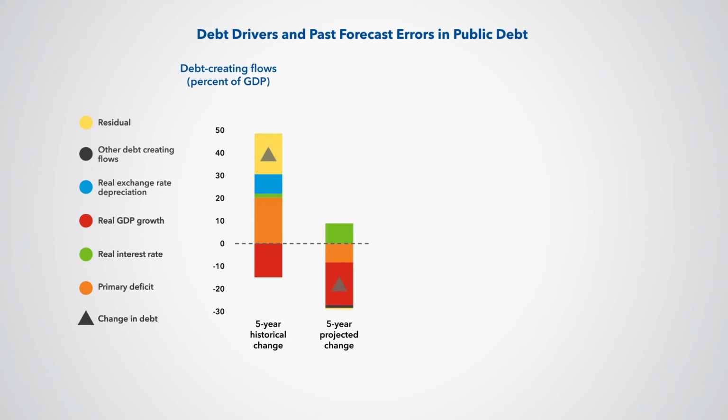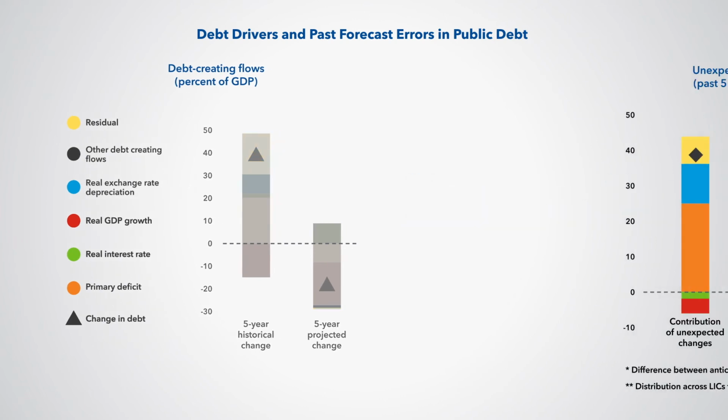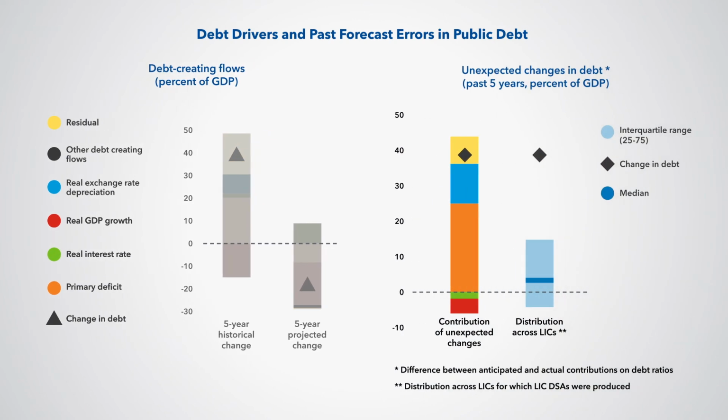Lastly, a large part of past debt accumulation was determined by a residual, suggesting unidentified debt-creating factors were at play. It is important to understand this residual and whether same factors may continue to be relevant in the future and thus should be added into the debt projections. Let's now turn to forecast errors in the past debt projections.